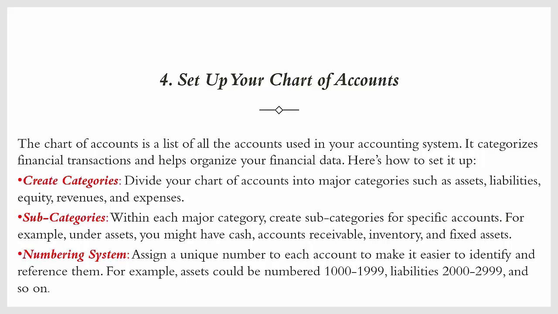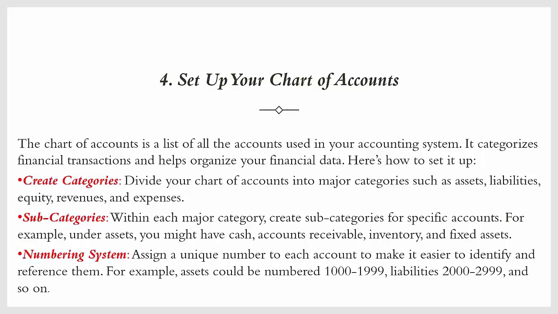Numbering system. Assign a unique number to each account to make it easier to identify and reference them. For example, assets could be numbered 1,000 to 1,999, liabilities 2,000 to 2,999, and so on.